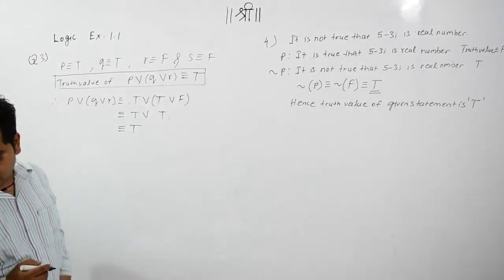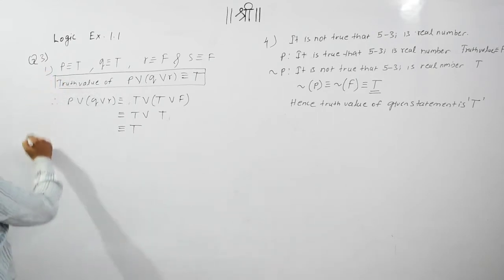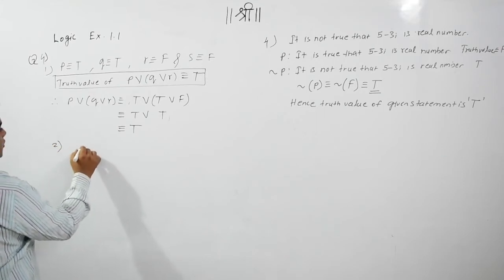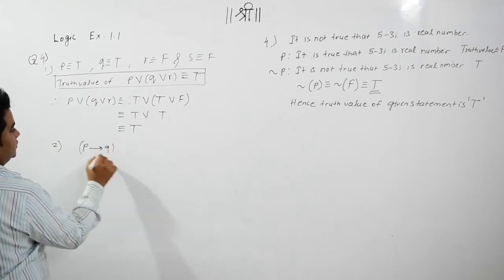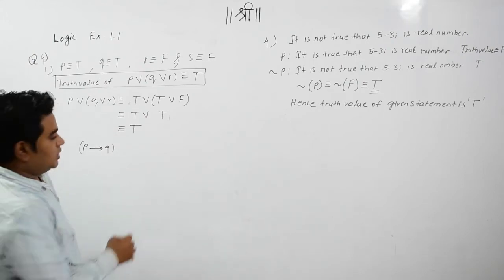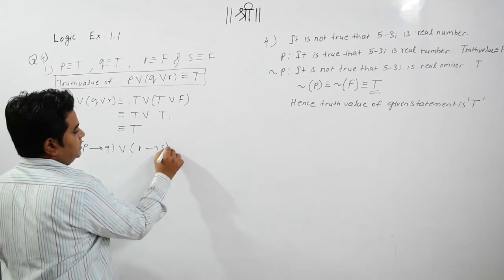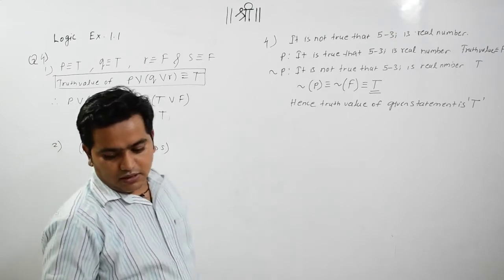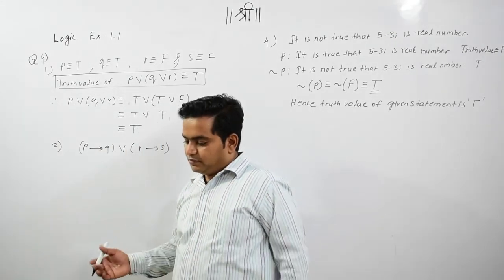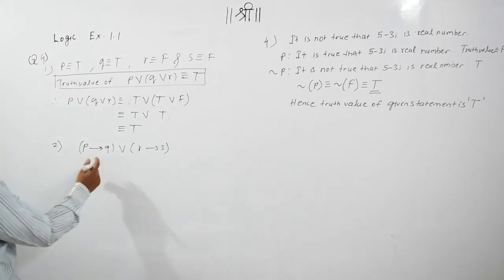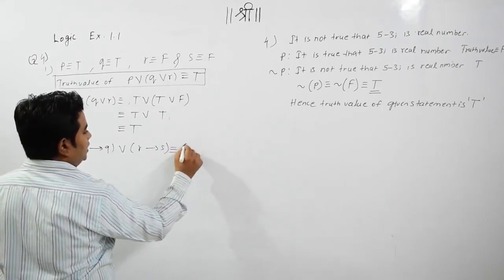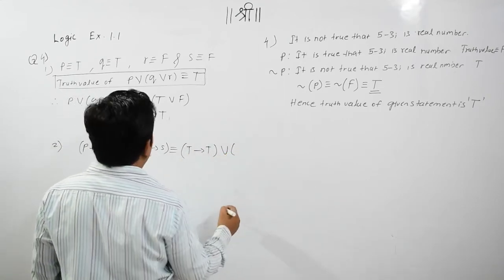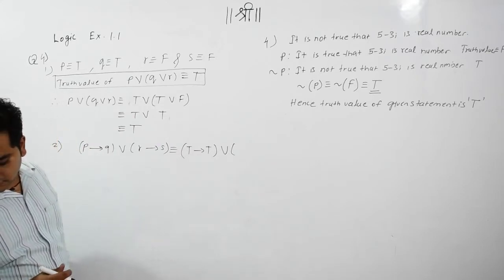So P implies Q. This is question number 1 out of question number 4. Now question number 2. What? P implies Q or R implies S. Okay, look at it carefully. P implies Q and R implies S. So what will you get? P implies Q means what? It is equivalent to T implies T or, okay, the sign is or, yes, confirm.